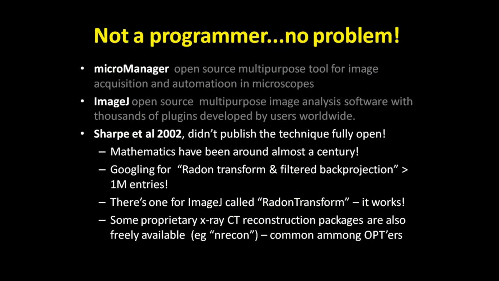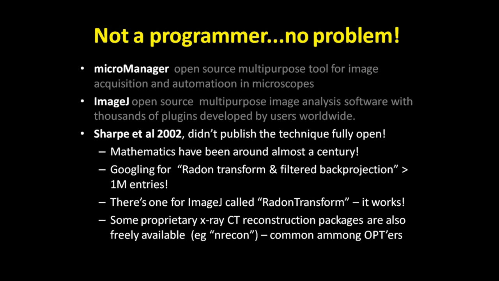So, not a programmer, not really a problem. Micromanager is a software built on ImageJ that is basically fully open source, and it's a multi-purpose software that allows you to acquire images and automate microscopes. It's been around for a while. It's constantly being developed. It has a large community where you can find support too. ImageJ, as I'm sure all of you know, is an open source image analysis and processing software that most of us use on a daily basis.